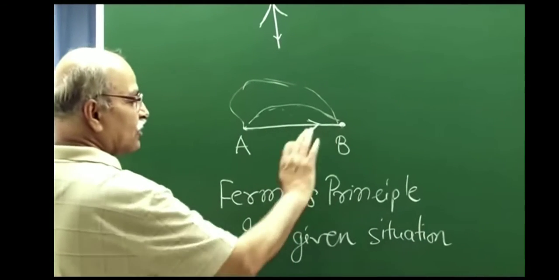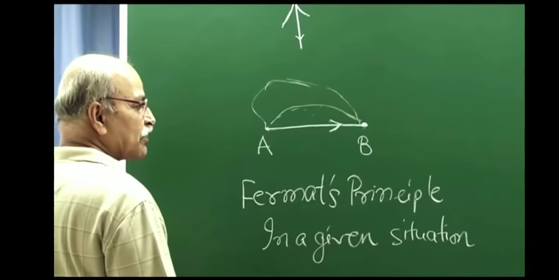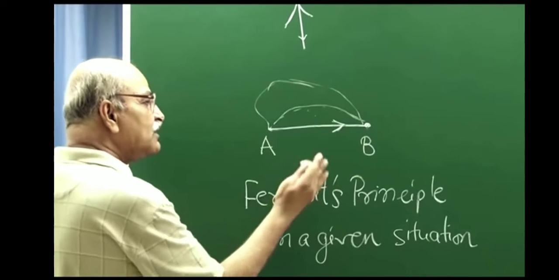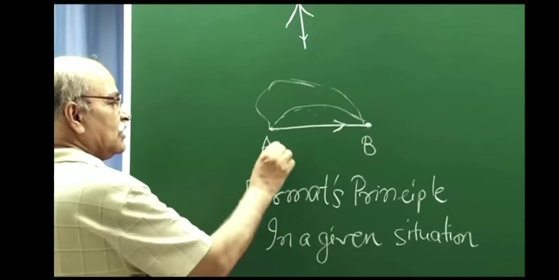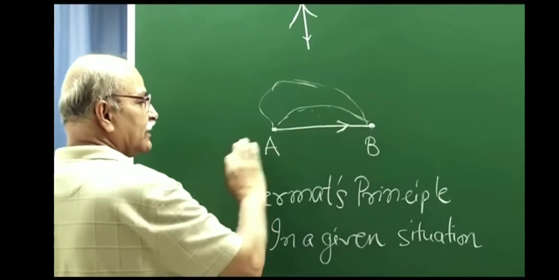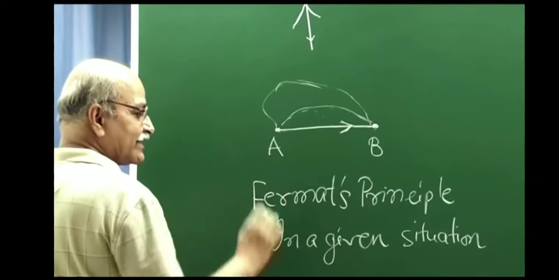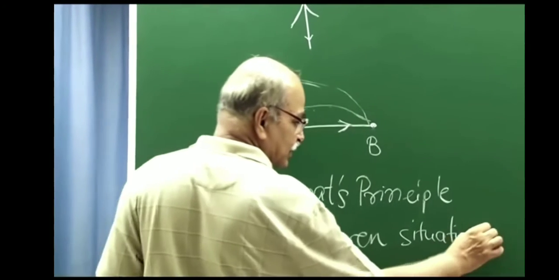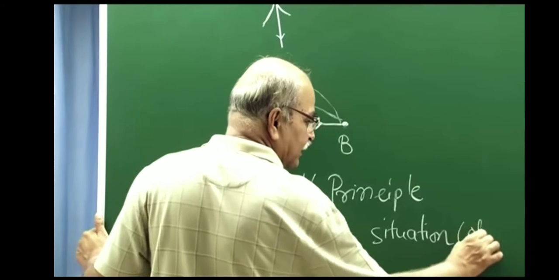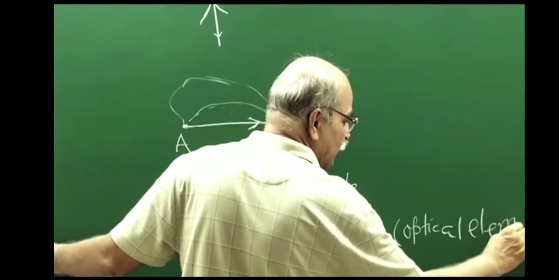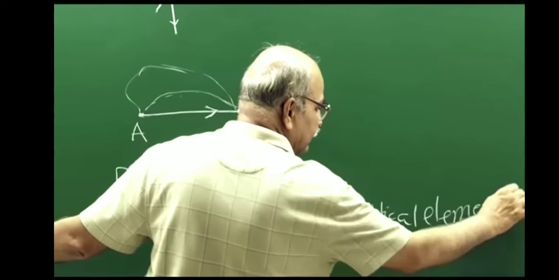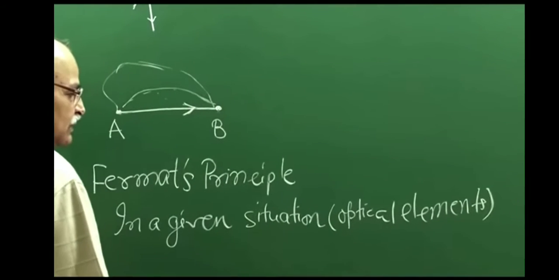It's not only true for homogeneous isotropic media, even if you have certain lenses, mirrors, some optical elements. Then also if you are given 2 points, it has to choose a path which takes least time. In a given situation, that means all your optical elements are given. What is optical elements? Mirrors, lens, prism, like that.